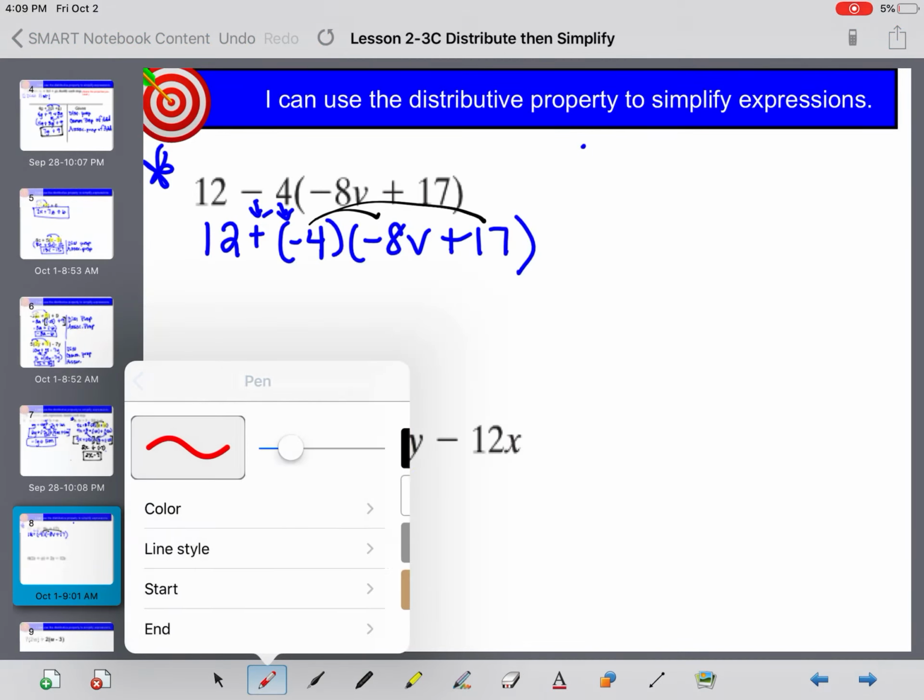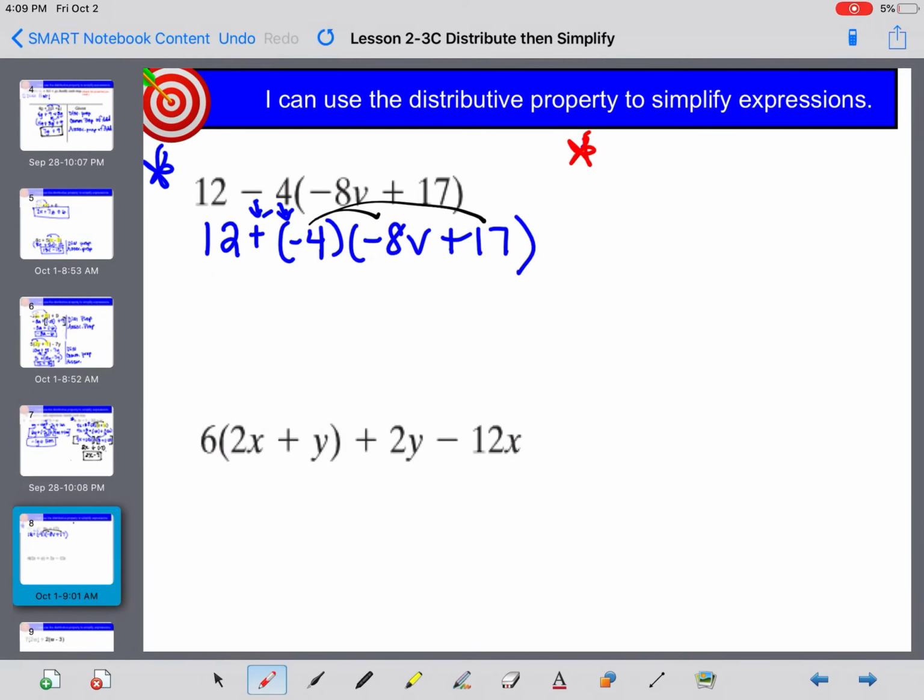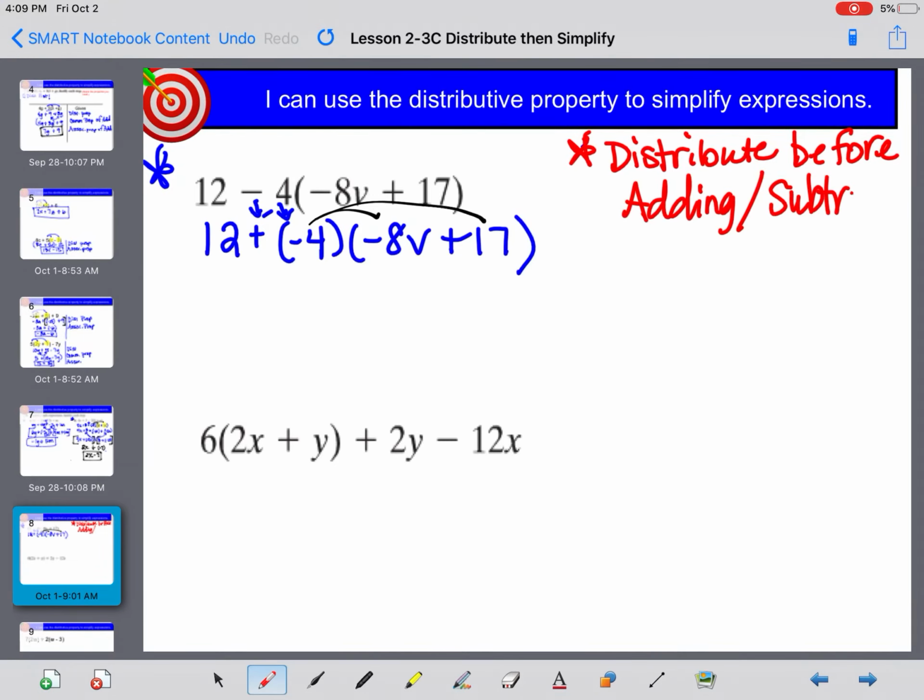In your notes, write this down because you're going to forget. Distribute before adding or subtracting. Write this down by this problem. Give it a couple exclamation points, underlines, highlight it. Make sure you've got that down.